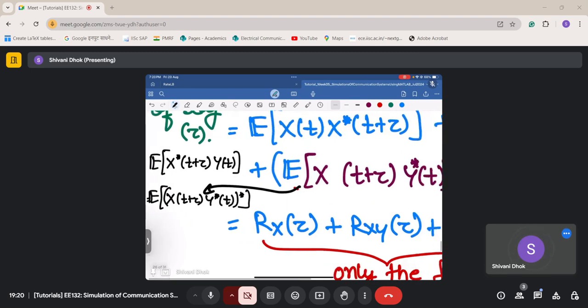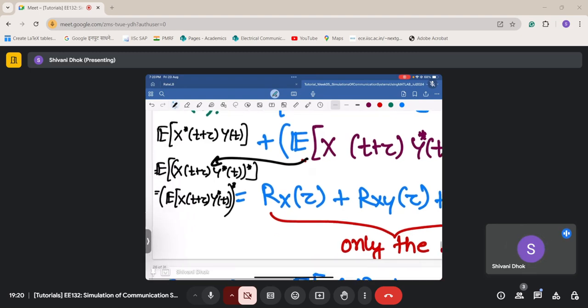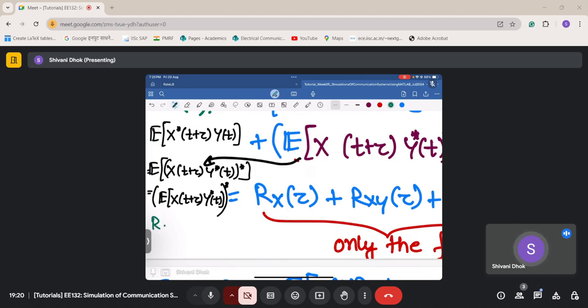And then this I can write as expectation of x of t plus tau into y conjugate of t, whole conjugate. This is a valid operation. This is the only thing that I did. Now what we had was rxy as expectation of x of t into y conjugate of t plus tau.